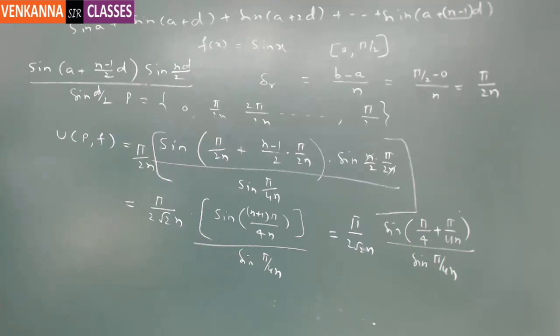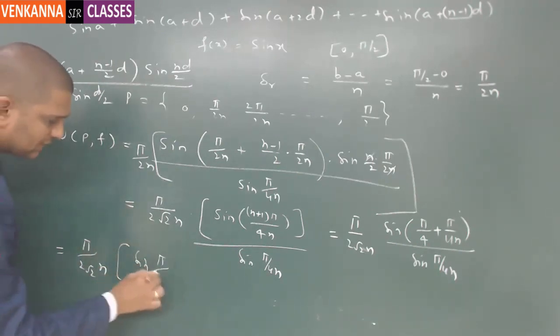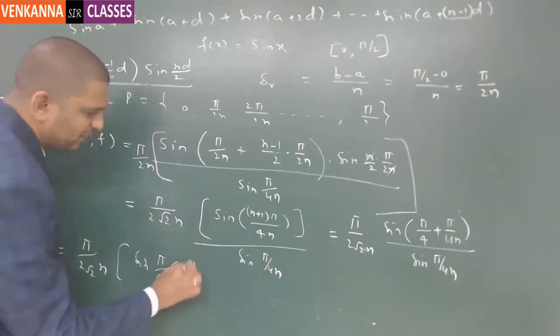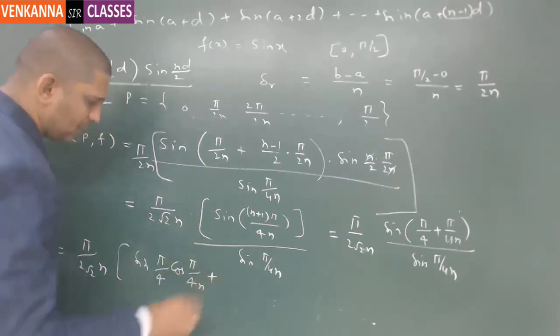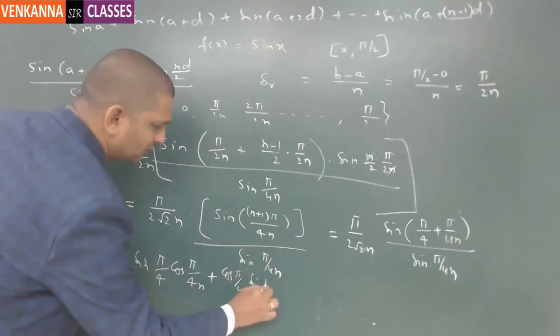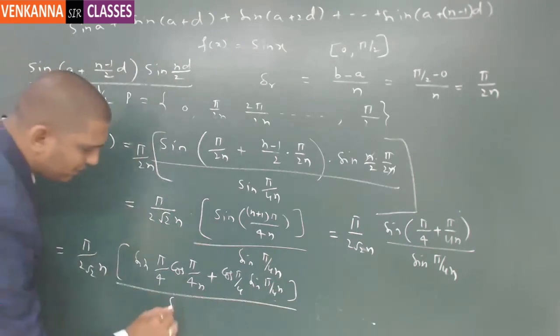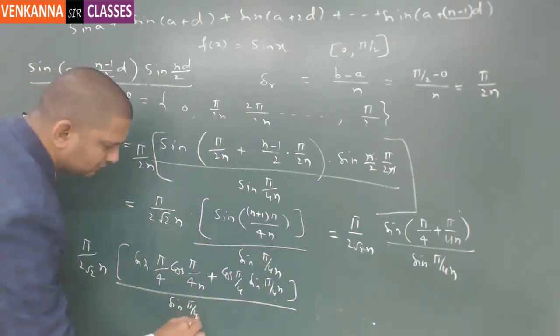Right. So in the numerator, if you apply the technique sin of (a plus b), like sin a cos b plus cos a sin b, it is nothing but pi by 2 root 2n into sin pi by 4 into cos pi by 4n plus cos pi by 4 into sin pi by 4n, whole divided by sin pi by 4n.